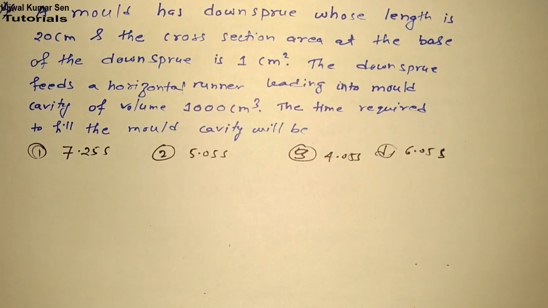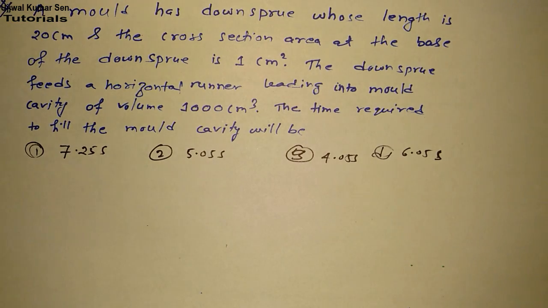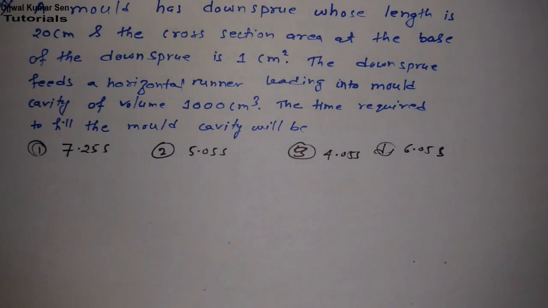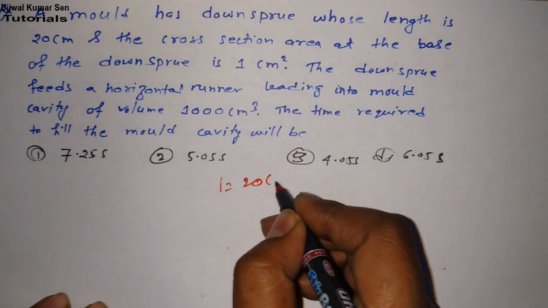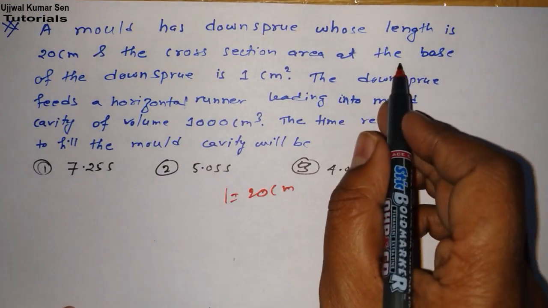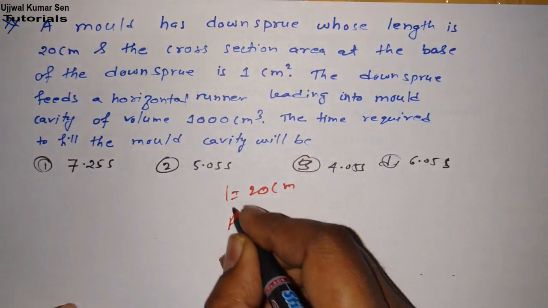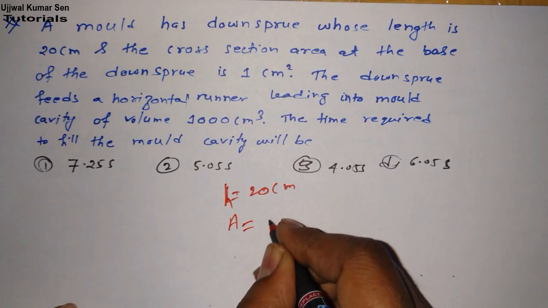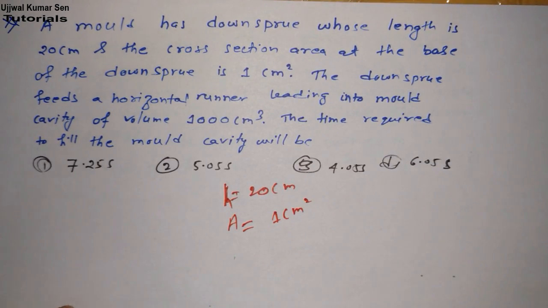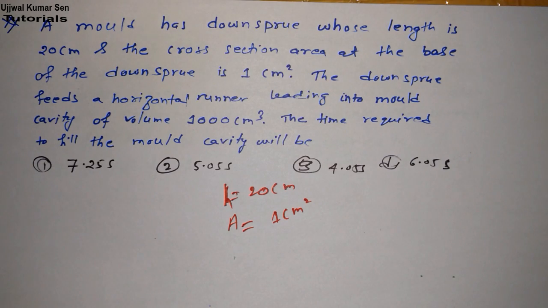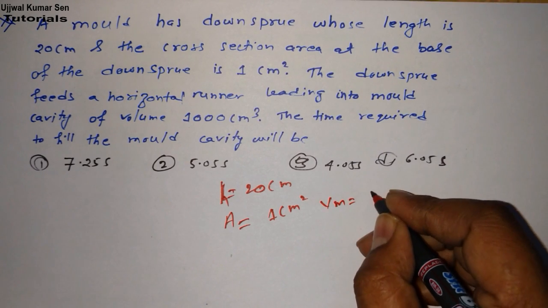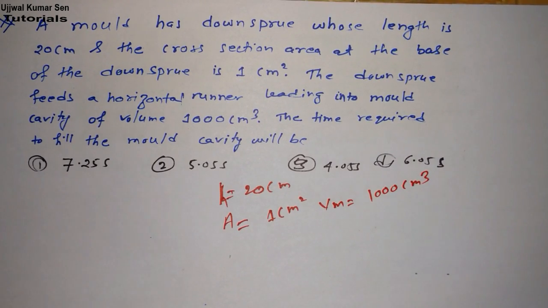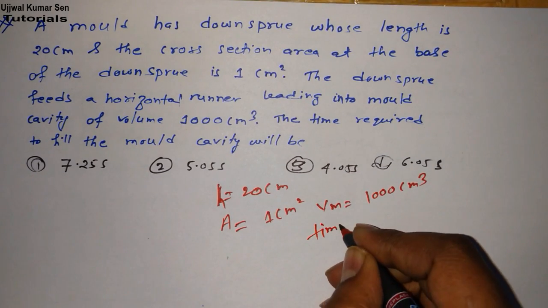So we got the next problem here. A mold has a down sprue whose length is 20 centimeter, so just keep writing, length is equal to 20 centimeter. The cross sectional area at the base of the down sprue is 1 centimeter square. The down sprue feeds a horizontal runner leading into a mold cavity of volume 1000 centimeter cube. We have to find out the time required to fill the mold cavity.